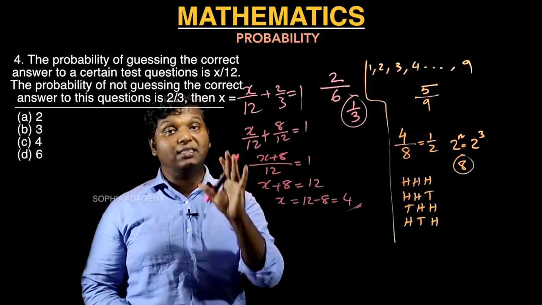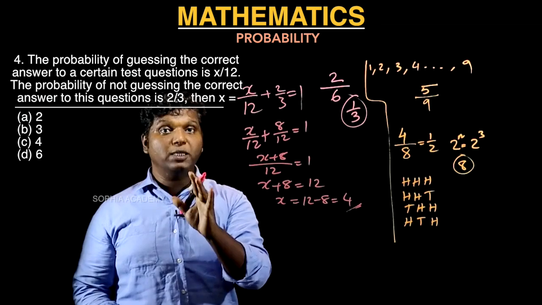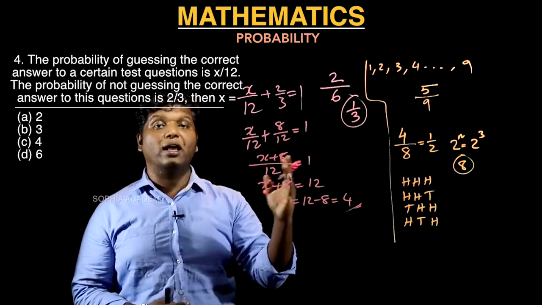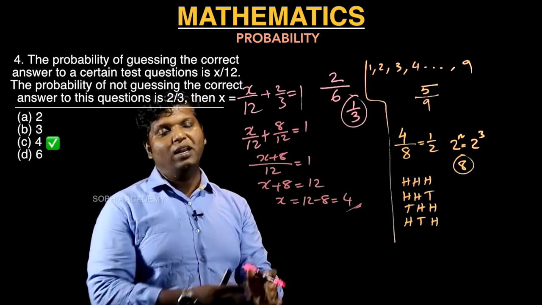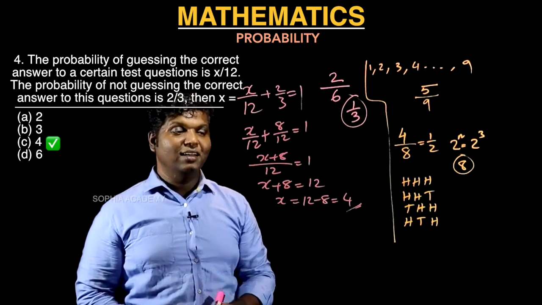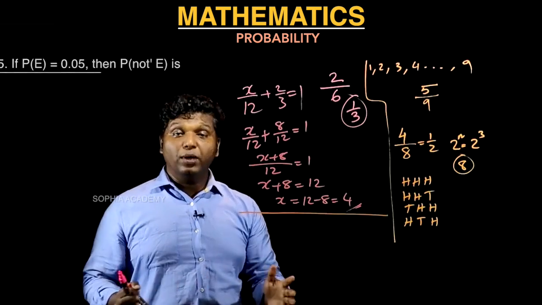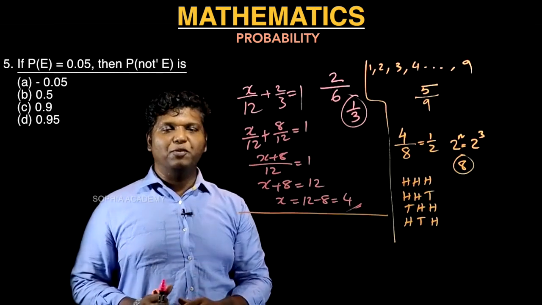The value of x is the thing which you have to find. The options given are 2, 3, 4 and 6. So option number C, 4, is the right answer. This is the correct answer. Got it? So students, very similar to this question, let me give you one more.